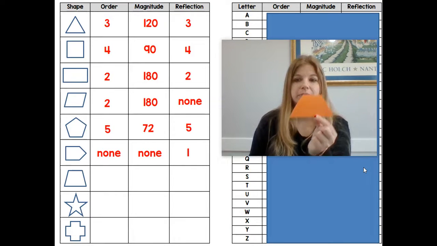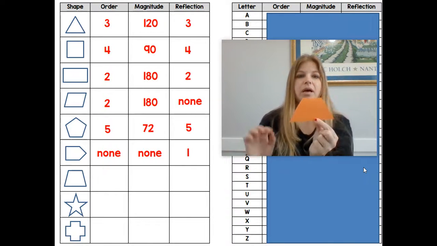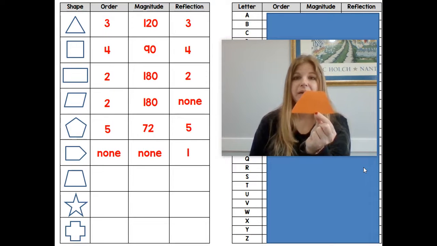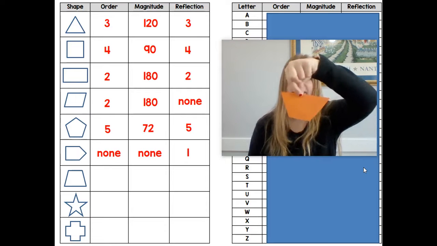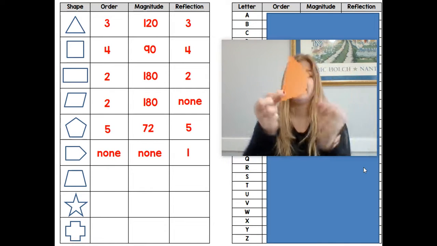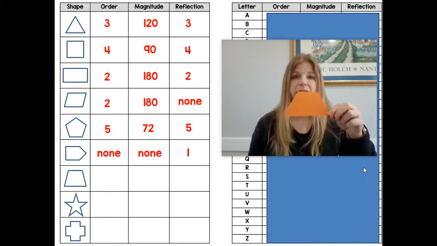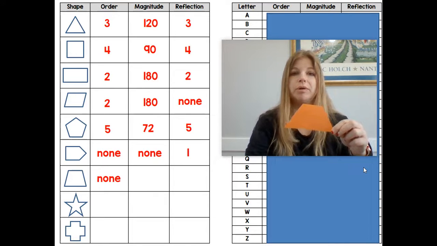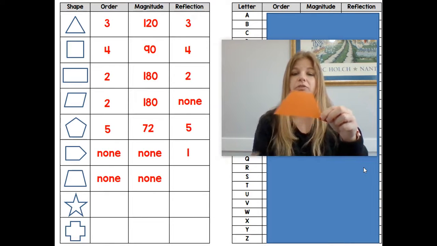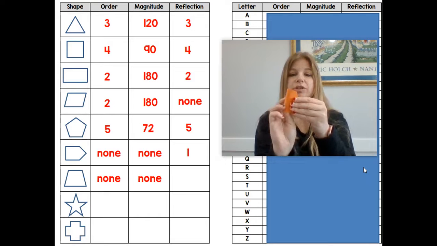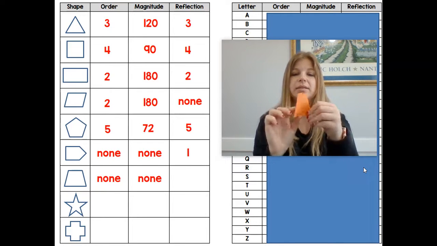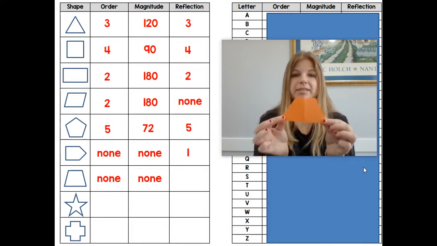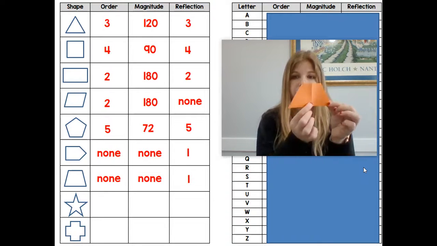An isosceles trapezoid. So here we have this figure. Order. This is the same idea. If I was to rotate this 90, no. 180, no, does not look identical. It would have to take me 360 degrees to make it look the same. So my order is none and my magnitude is none. Reflection. If it's an isosceles trapezoid, I'd be able to reflect it perfectly over the center line, the midpoint of the 2 bases, and I could have 1 line of reflection.